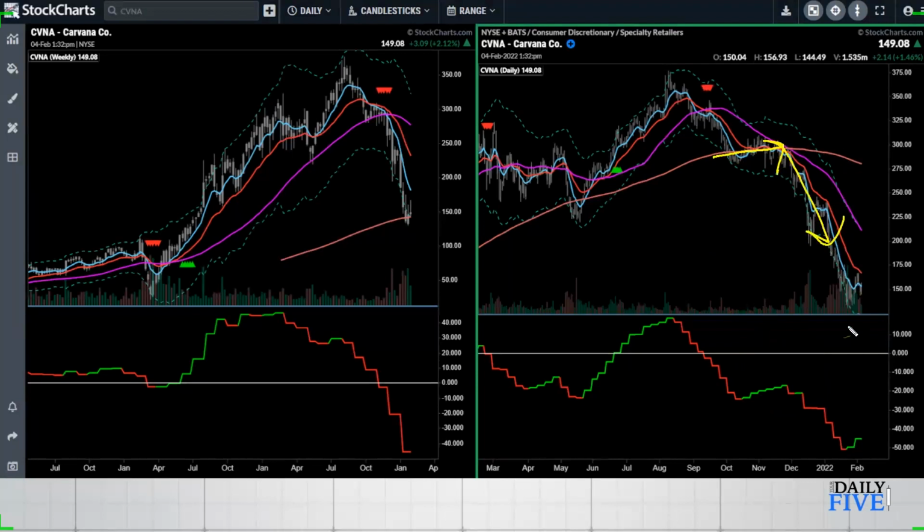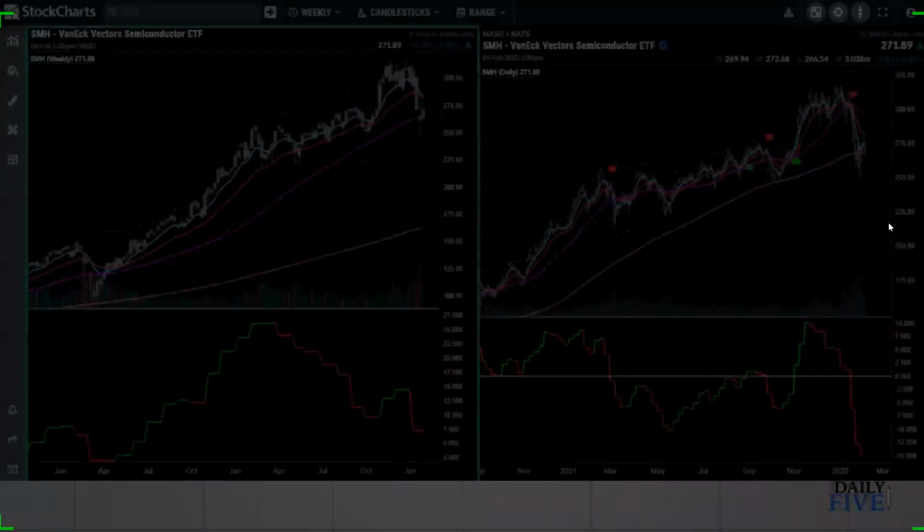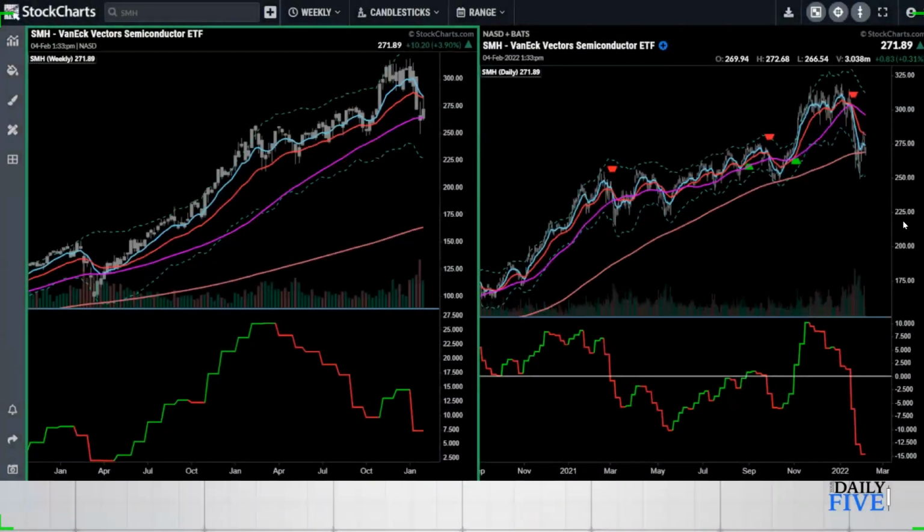So that's kind of what I'm seeing with the IWM. I'm seeing it with a lot of different stocks out there. So do be careful if you're long. Otherwise, be looking for the short side and see if you can be taking advantage of that.